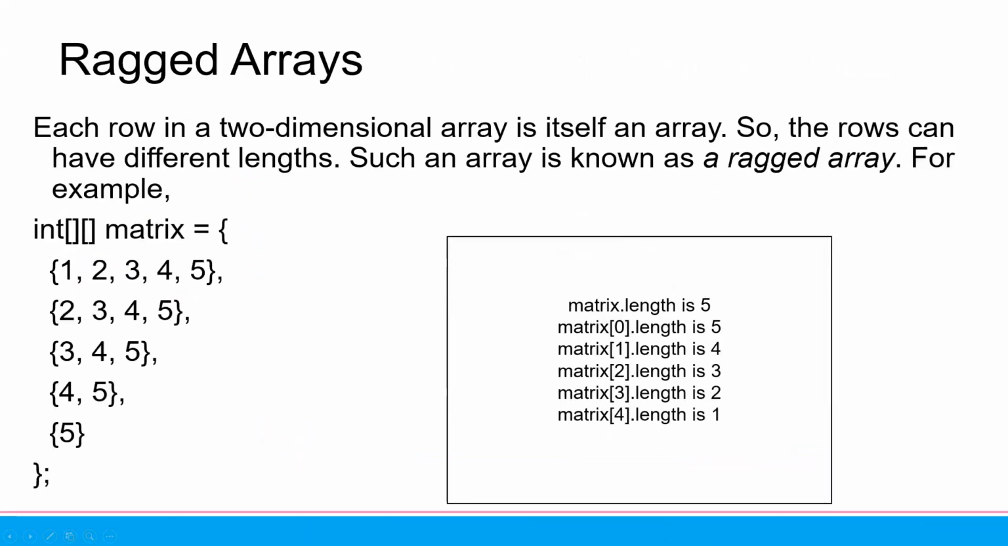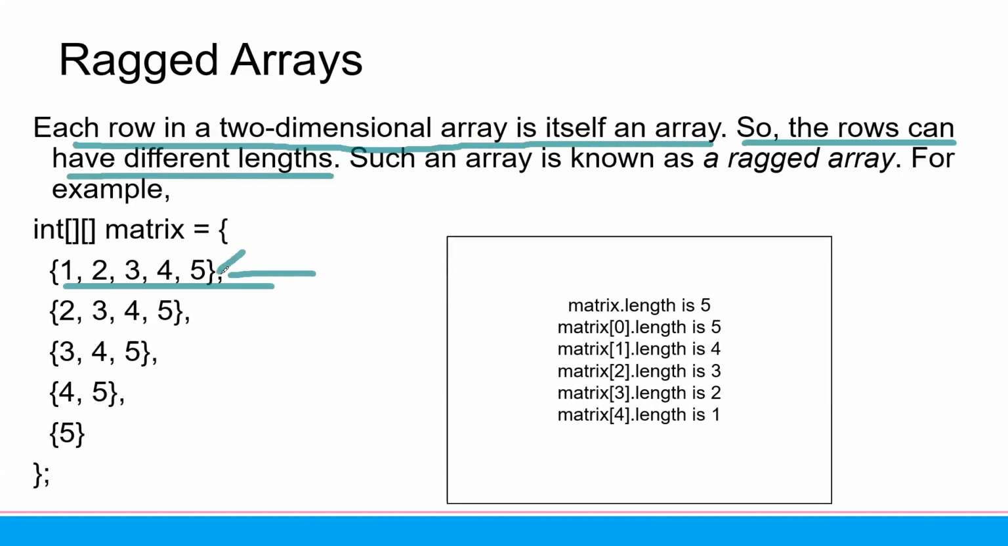There's another kind of array, we call it Rect arrays. In the Rect arrays, it means each row of a 2-dimensional array is itself an array. So this is another array, and the rows can have different lengths.